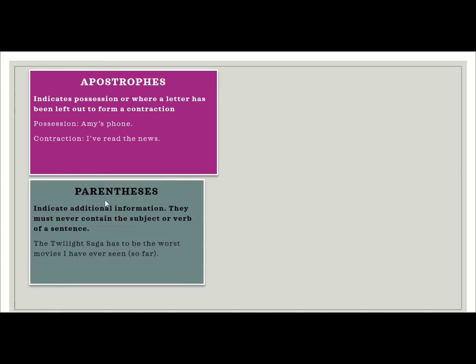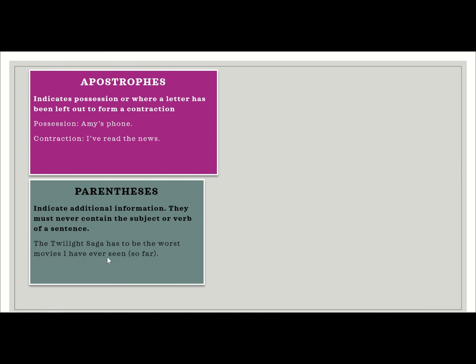And then parentheses. The parentheses indicate additional information. So if you want to put another information to make your sentence clearer, you can put the additional information within a parenthesis. However, they must never contain the subject or verb of a sentence. For example, the Twilight Saga has to be the worst movies I have ever seen (so far). It comes in a phrase. So far. It means that I want to state that it goes from way in the past up until this moment. That's the additional information about I have ever seen.